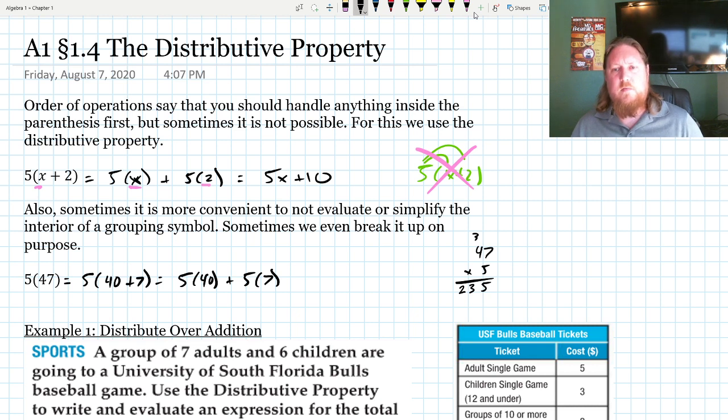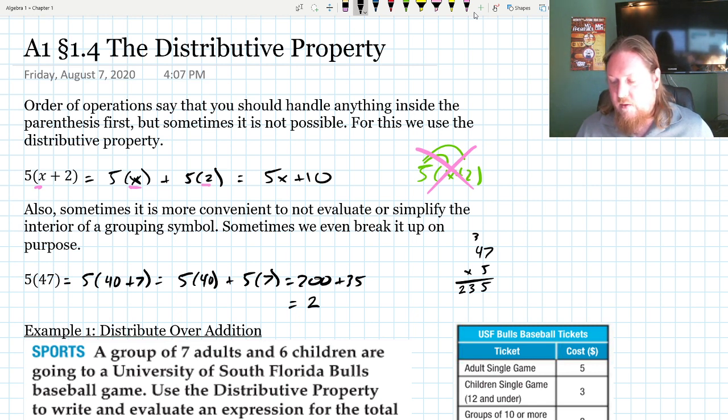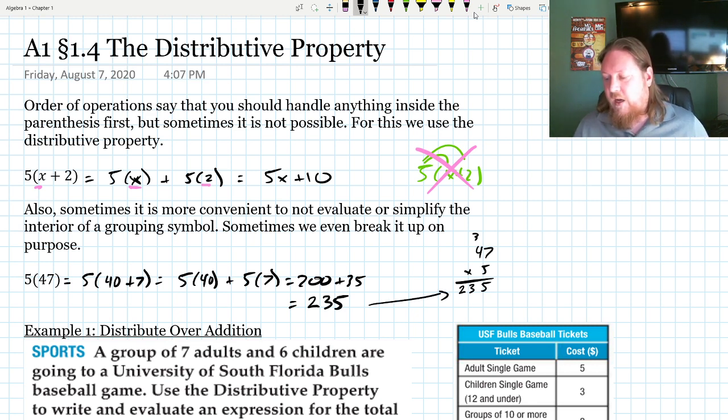What's 5 times 40? Well, that's just 200. What's 5 times 7? Well, that's just 35. Guess what they are when you add them together? 235. Just like we got here.